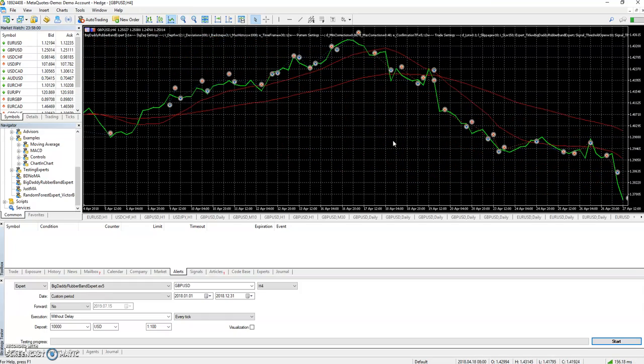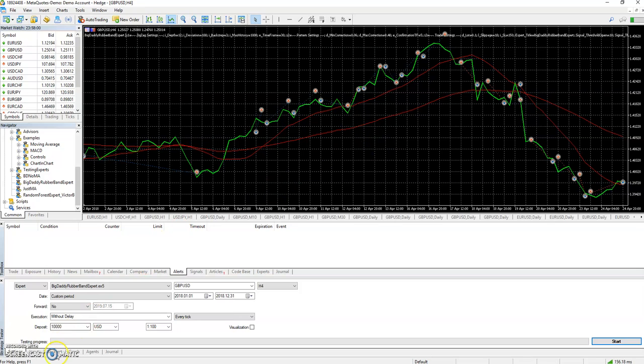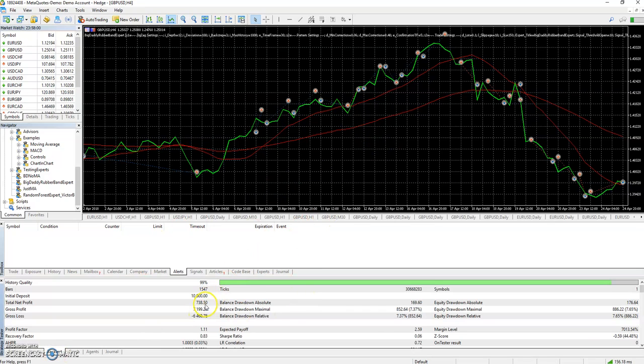And then with that, we're going to go ahead and see what the actual results of the combined version indicator was. And you can see we have $738. That's a 124% increase from running just moving averages alone.